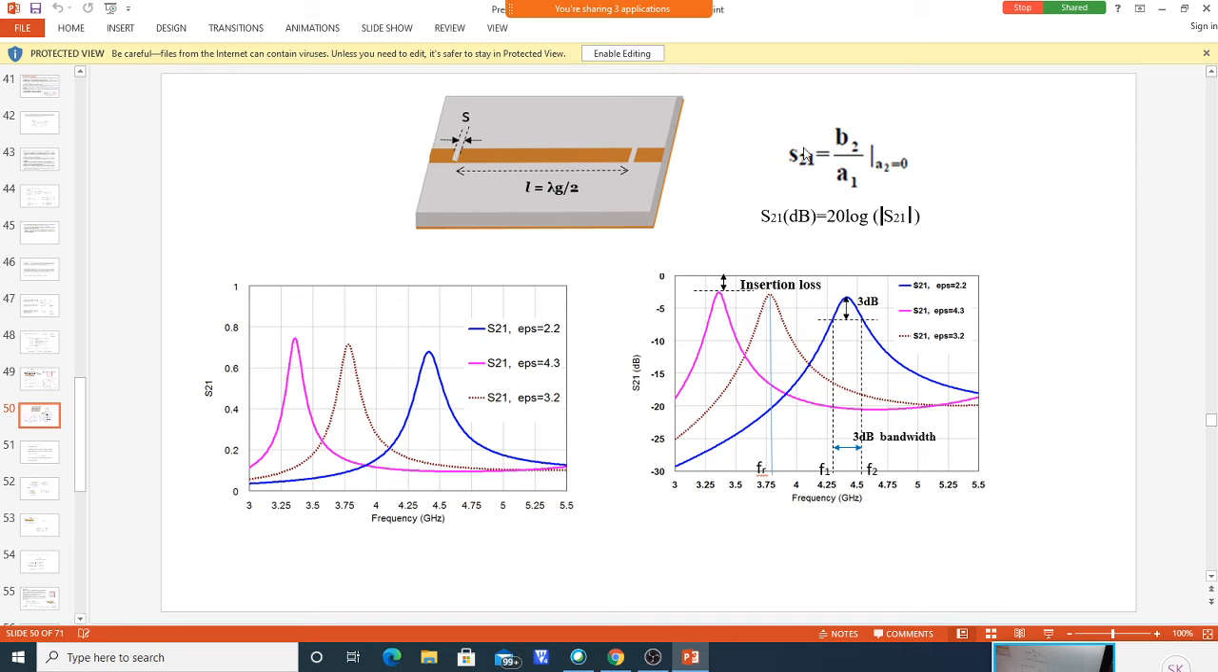So S21 magnitude square in decibels can be written as 10 log of the S21 magnitude square, and if you move the 2 out of the square, you get 20 log of S21. So this is power. We are measuring the output power here. S21 in dB means output power in dB. Why this equation? As I said, you have to take the S21 magnitude square, but in the log scale it is 20 log of S21. So this represents the output power.